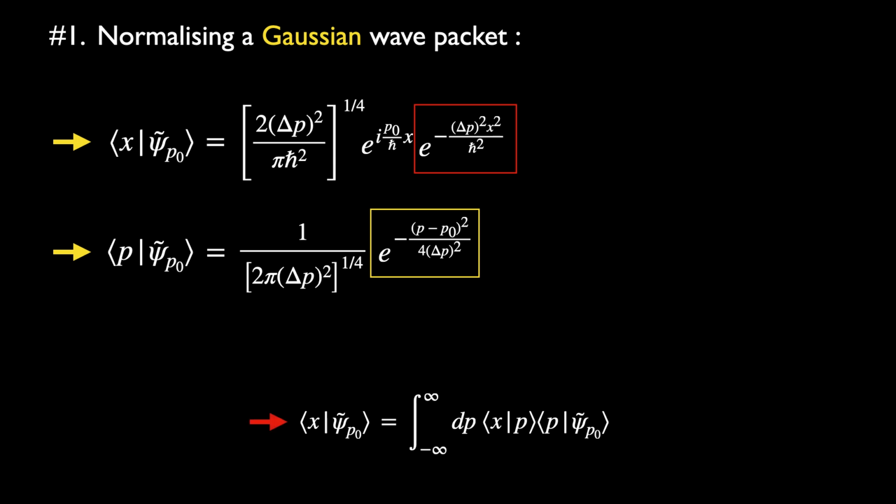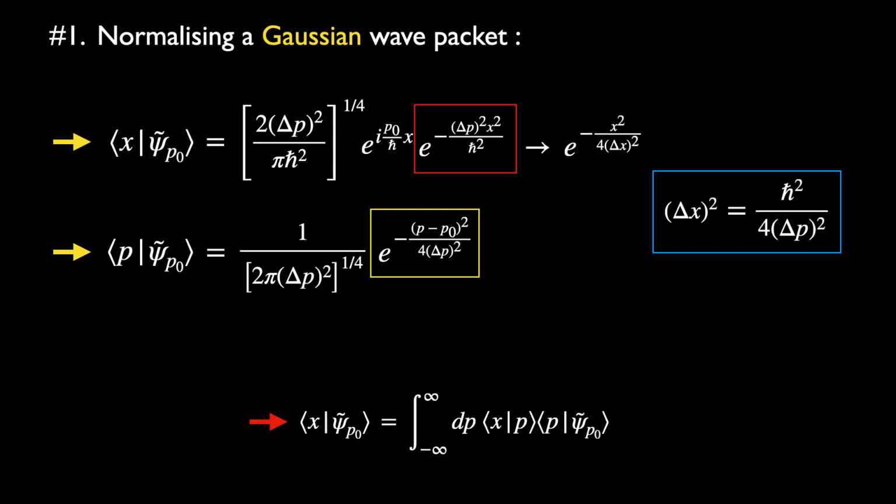Let's compare the spread of these two Gaussians. We can put the position space wave function into a form similar to its momentum counterpart, with delta x as a spread in position space, which is defined in the blue box. This equation relates the position spread of the particle to its momentum spread.